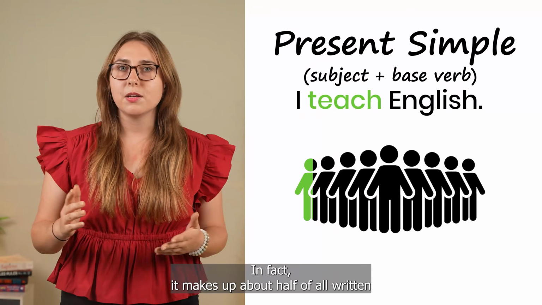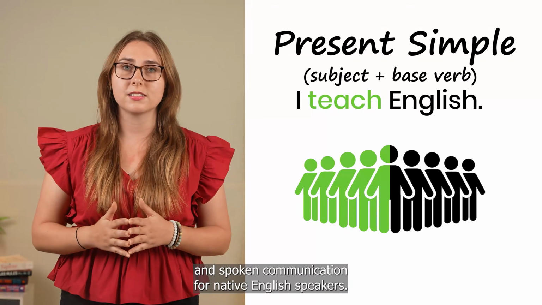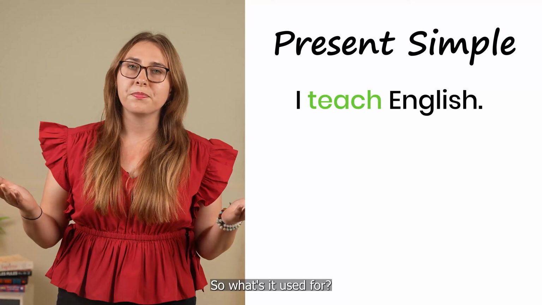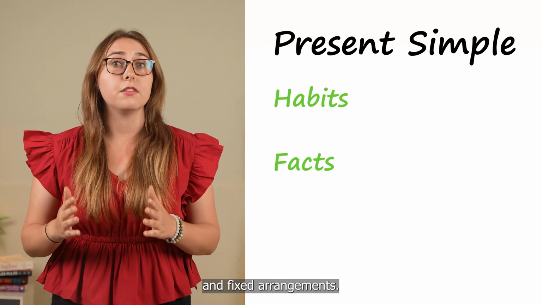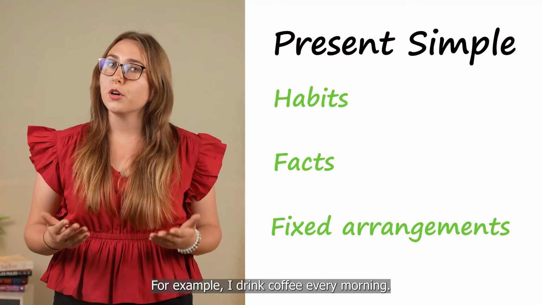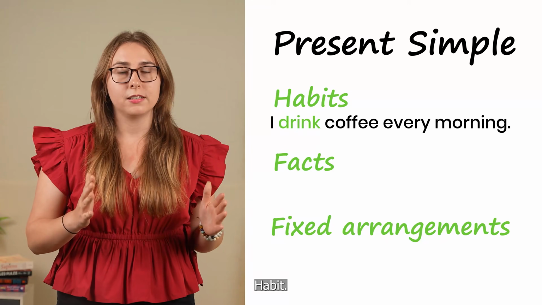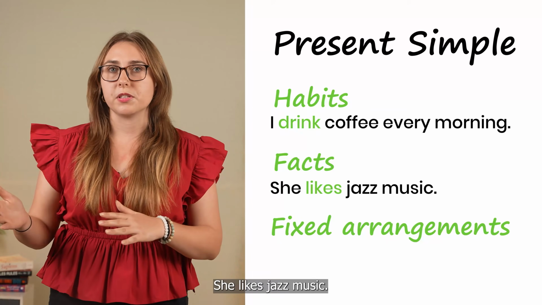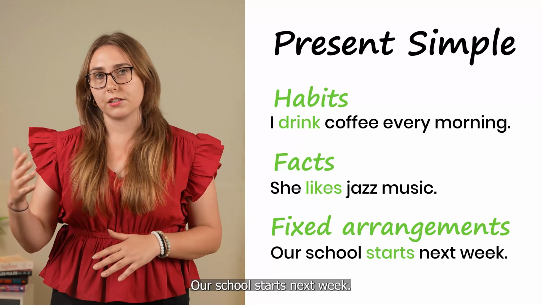In fact, it makes up about half of all written and spoken communication for native English speakers. So what's it used for? Well, we use the present simple to describe habits, facts, and fixed arrangements. For example, I drink coffee every morning. Habit. She likes jazz music. Fact. Our school starts next week.